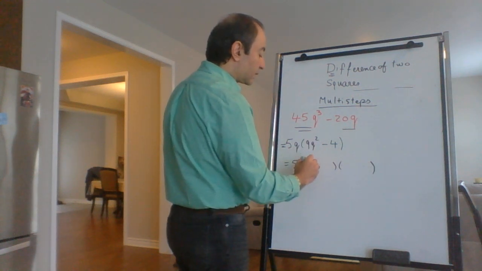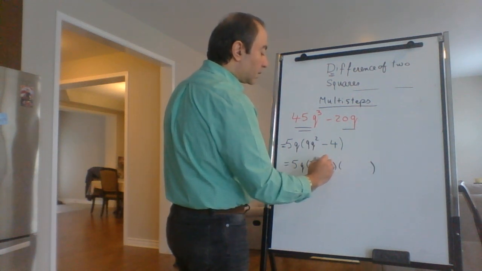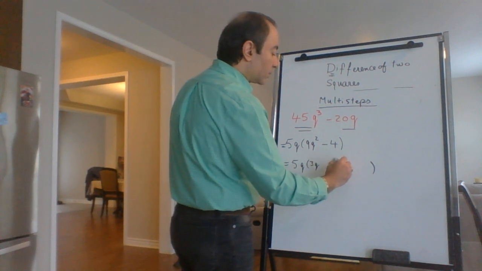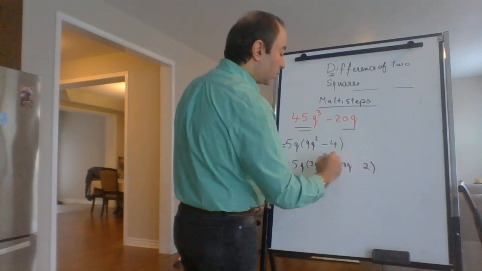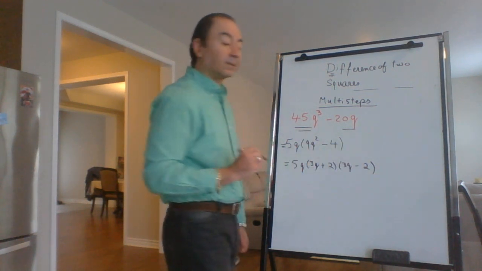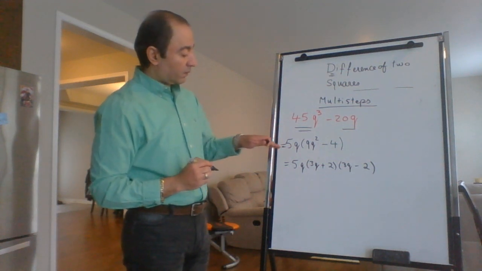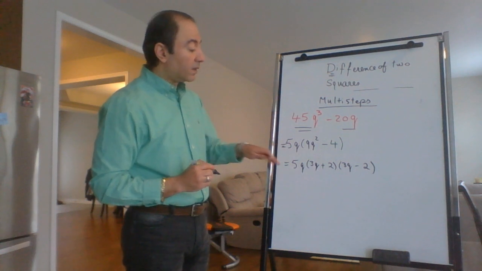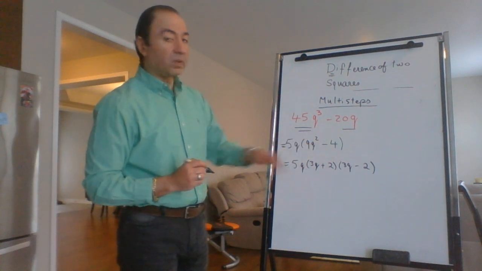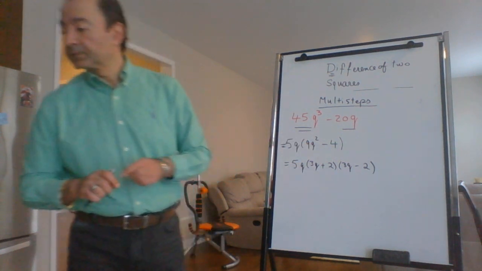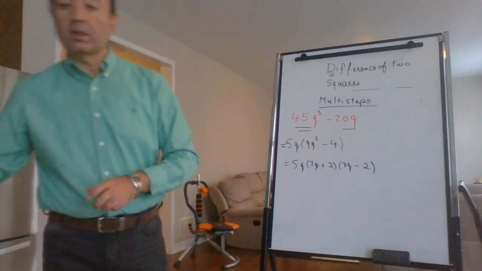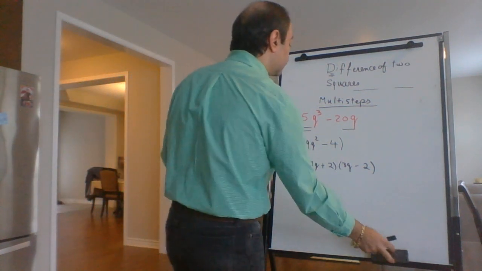Square root of the first, square root of the second, square root of the first, square root of the second, opposite sign. Okay, so this is multi-steps. Factor the common factor, then do the difference between squares. Another example.